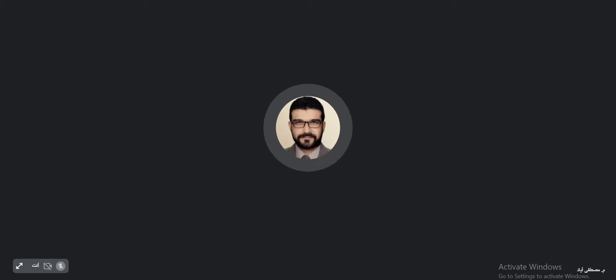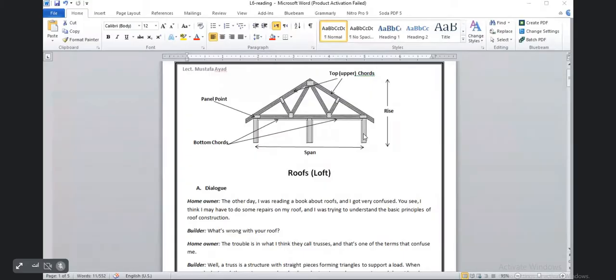Let's wait for a couple of minutes, maybe 2 or 3, until everyone joins. It's different from last week's. It's something about a reading. We had a reading, I think 3 or 4 weeks ago, I don't remember. It was about civil engineering, the specialization. Now we are having something about structures.